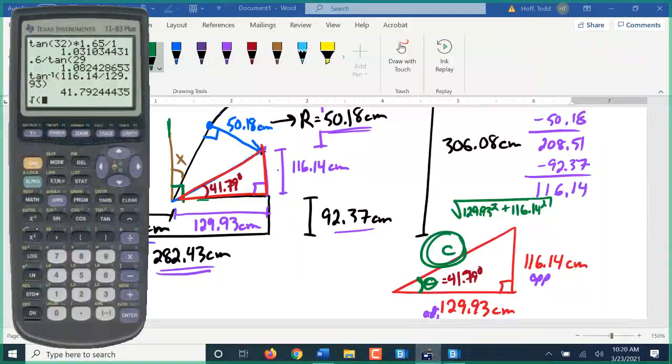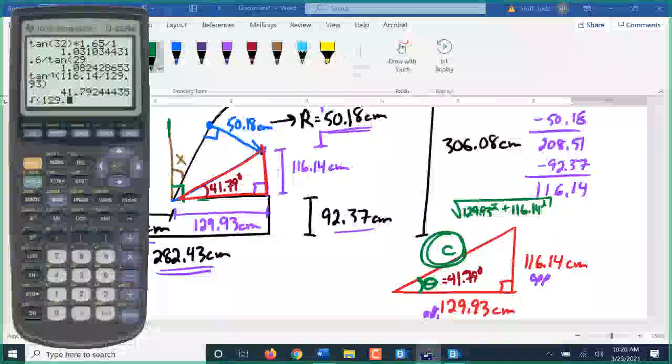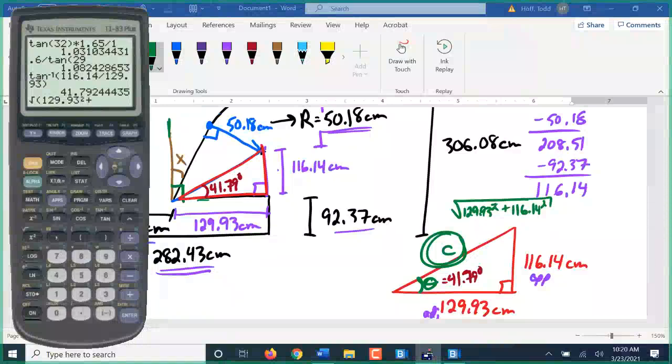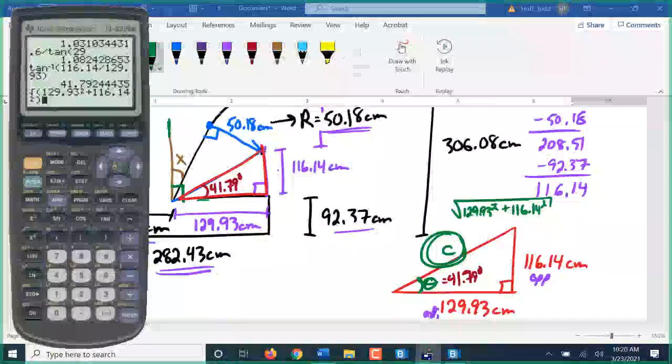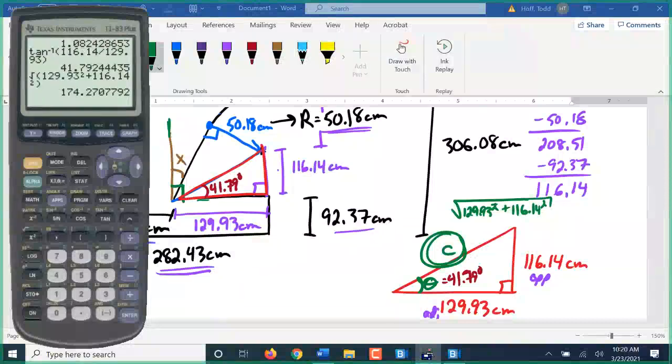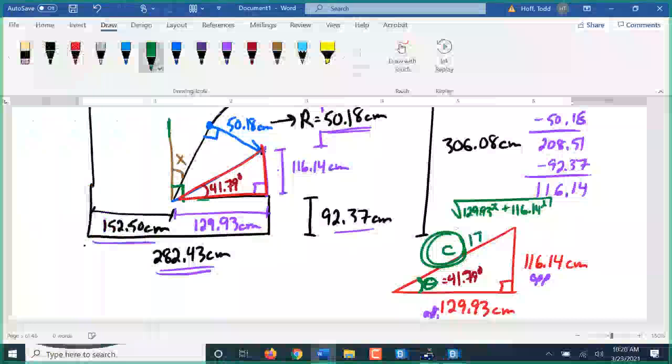Second, square root of (129.93 squared plus 116.14 squared). Close that parentheses. That gives 174.27 centimeters. That's this right here.